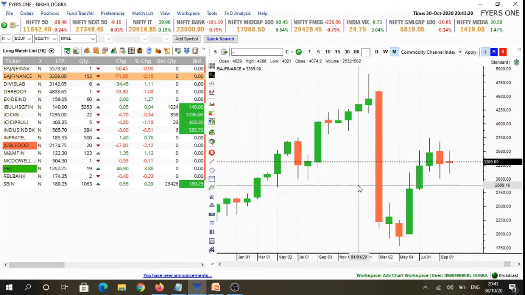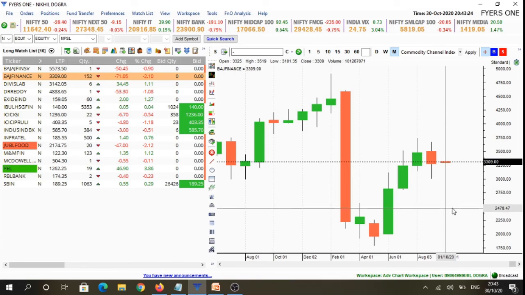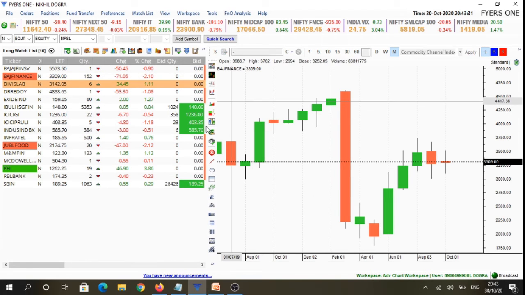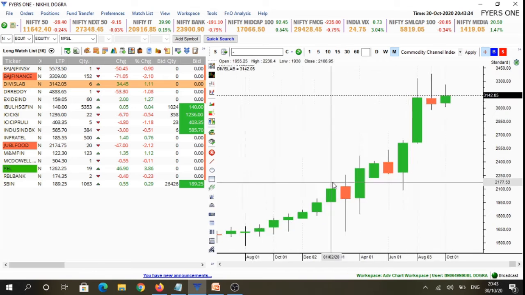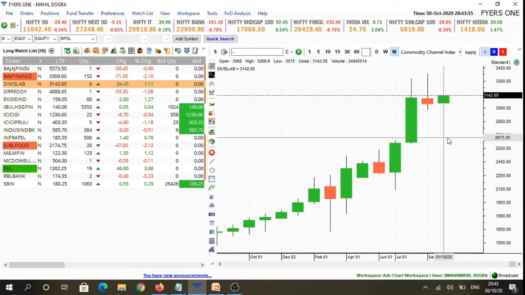Second stock is Bajaj Finance. It is again an inside monthly candlestick. So above 3519, we would look for buying opportunities in Bajaj Finance. Divi's Lab is also an inside monthly candle. So above 3,370 levels, we'll look for buying opportunities in Divi's Lab.